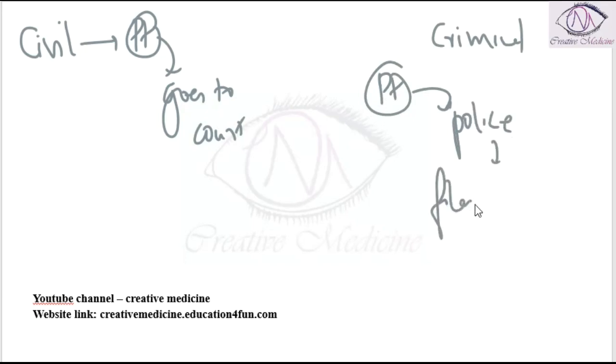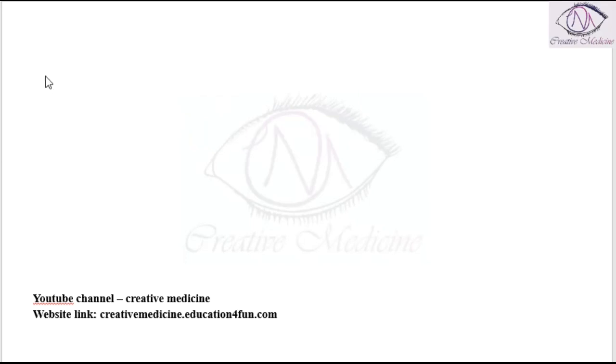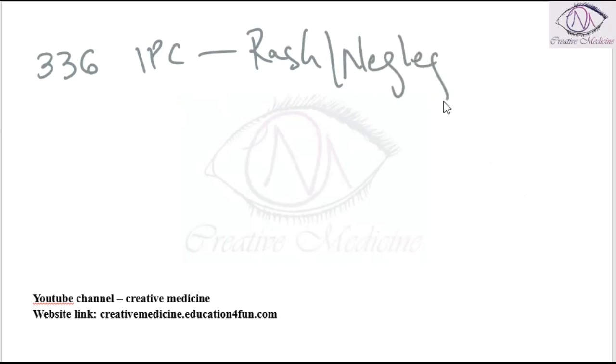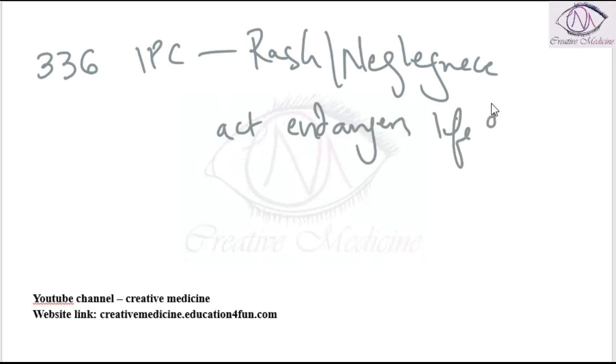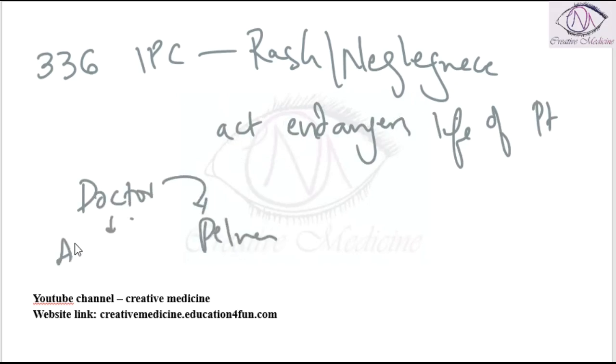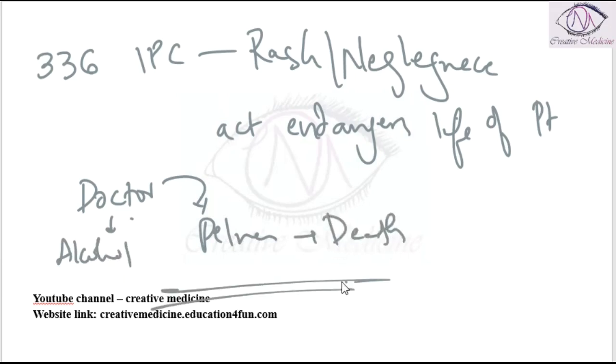Section 336 IPC. In Section 336 IPC, any rash or negligent act which is threatening or endangering the life of the patient. In such cases, Section 336 IPC comes into play. For example, if the doctor conducts the delivery under the influence of alcohol and this has resulted in death of the patient, or this has resulted in a life threatening issue, that is 336 IPC.